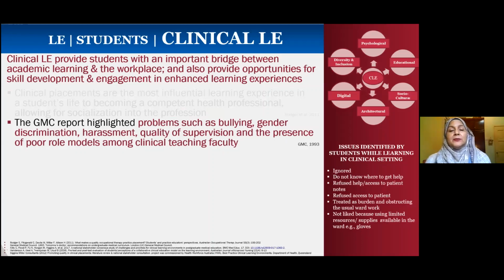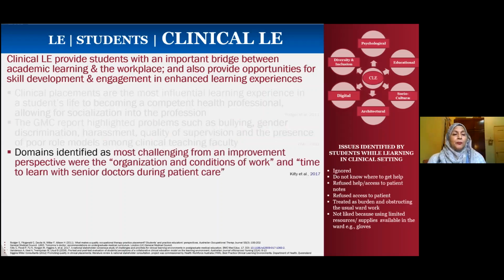And that practically has brought in a lot of changes in how the students are being distributed in the clinical postings in different parts of the world. The domains identified as most challenging from the improvement perspective are the organization of the conditions of work, especially if you are working in a hospital which is not the university hospital, and the time to learn with senior doctors during patient care. Usually the time is lacking, and the senior doctors are very, very busy, and they move very fast, so students cannot cope with that movement of the staff.